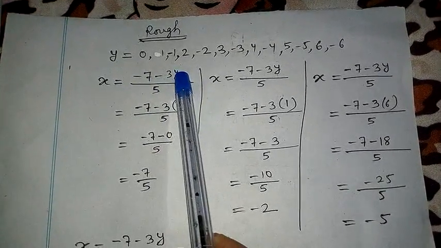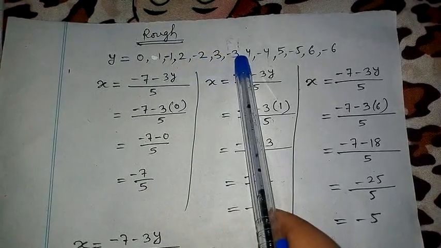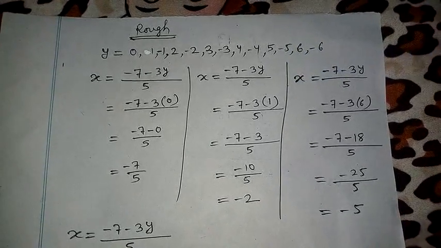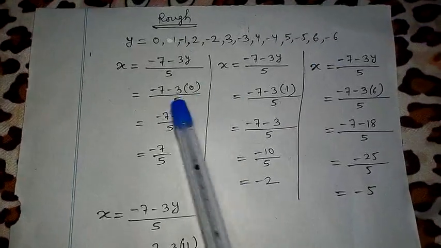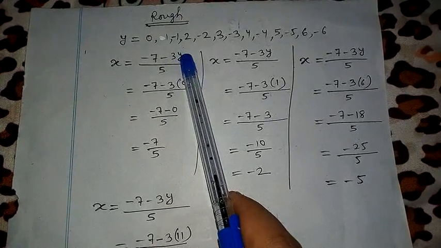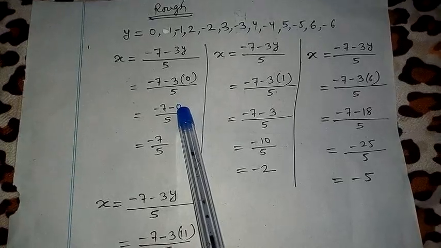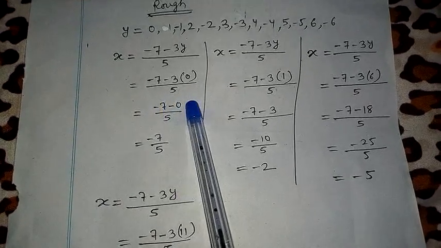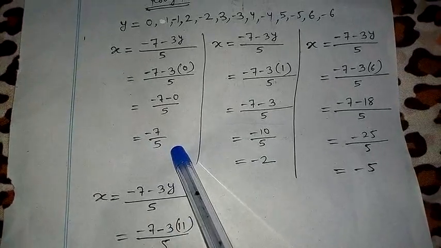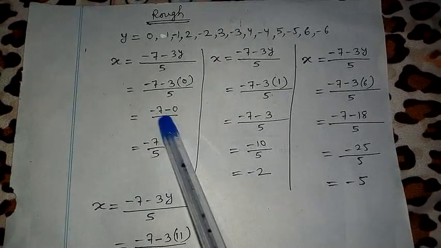Now I will put the value of y as 0, 1, minus 1, 2, minus 2, 3, minus 3, 4, minus 4, 5, minus 5, 6, minus 6 and so on. So in this equation I will start with 0. I have put the value of y as 0. Now minus 3 into 0 will be minus 0. Minus 7 minus 0 is minus 7 by 5. So you can see it is not successful because I cannot divide minus 7 by 5. So I will not do this.